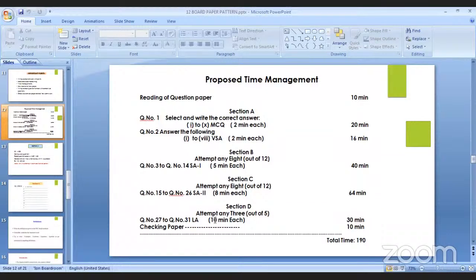You have to give 10 minutes for each 4 mark question. So 10 3s are 30. And lastly, 10 minutes for checking the paper. Students, take care of the time, because I have seen students who know everything but, because of poor time management, got fewer marks in the prelim exam. If you sum up, 190 minutes, you can complete your paper. So just take care of this.